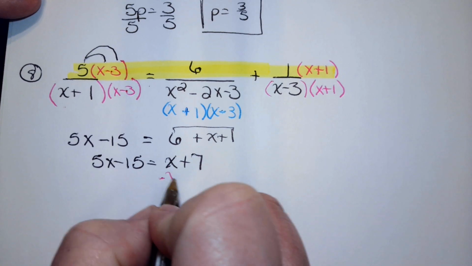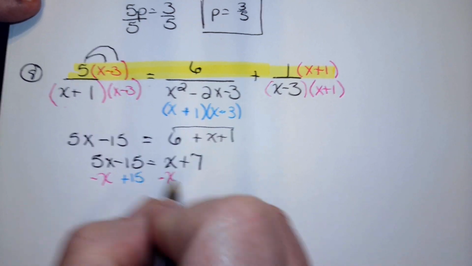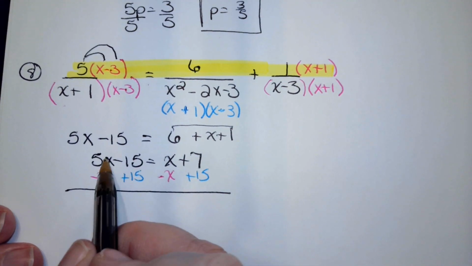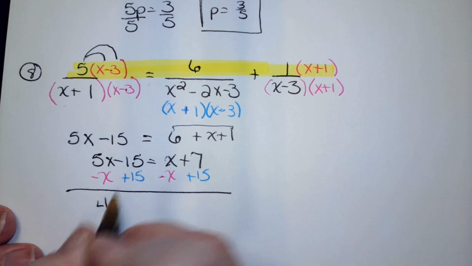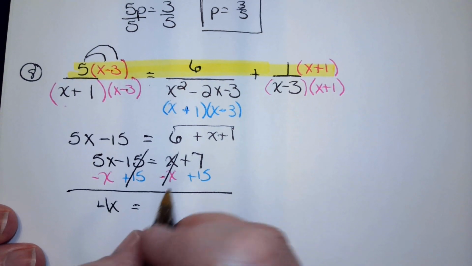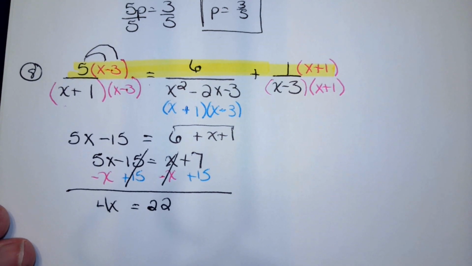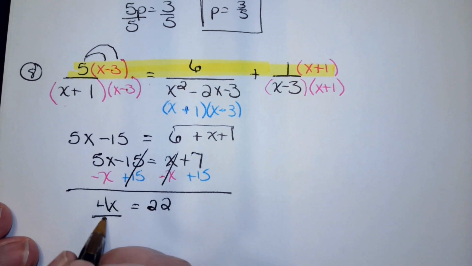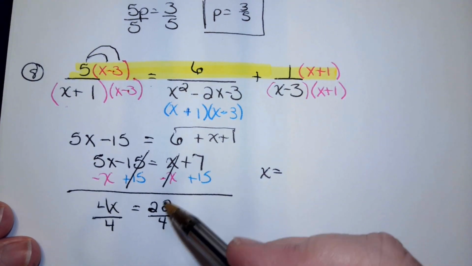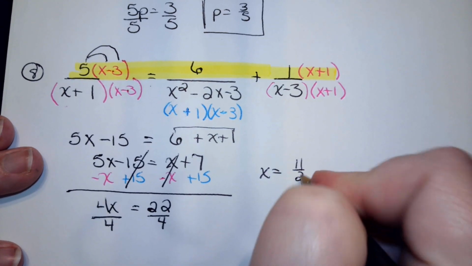I'm bringing my x's to one side and my constants to the other. So I'm going to subtract x from both sides here. And then I'll add 15 to both sides. 5 minus 1 is 4. These cancel. These cancel. And 7 plus 15 is 22. Dividing by 4, we're going to get x equals 22 over 4, reduce it by 2, which is 11 over 2.